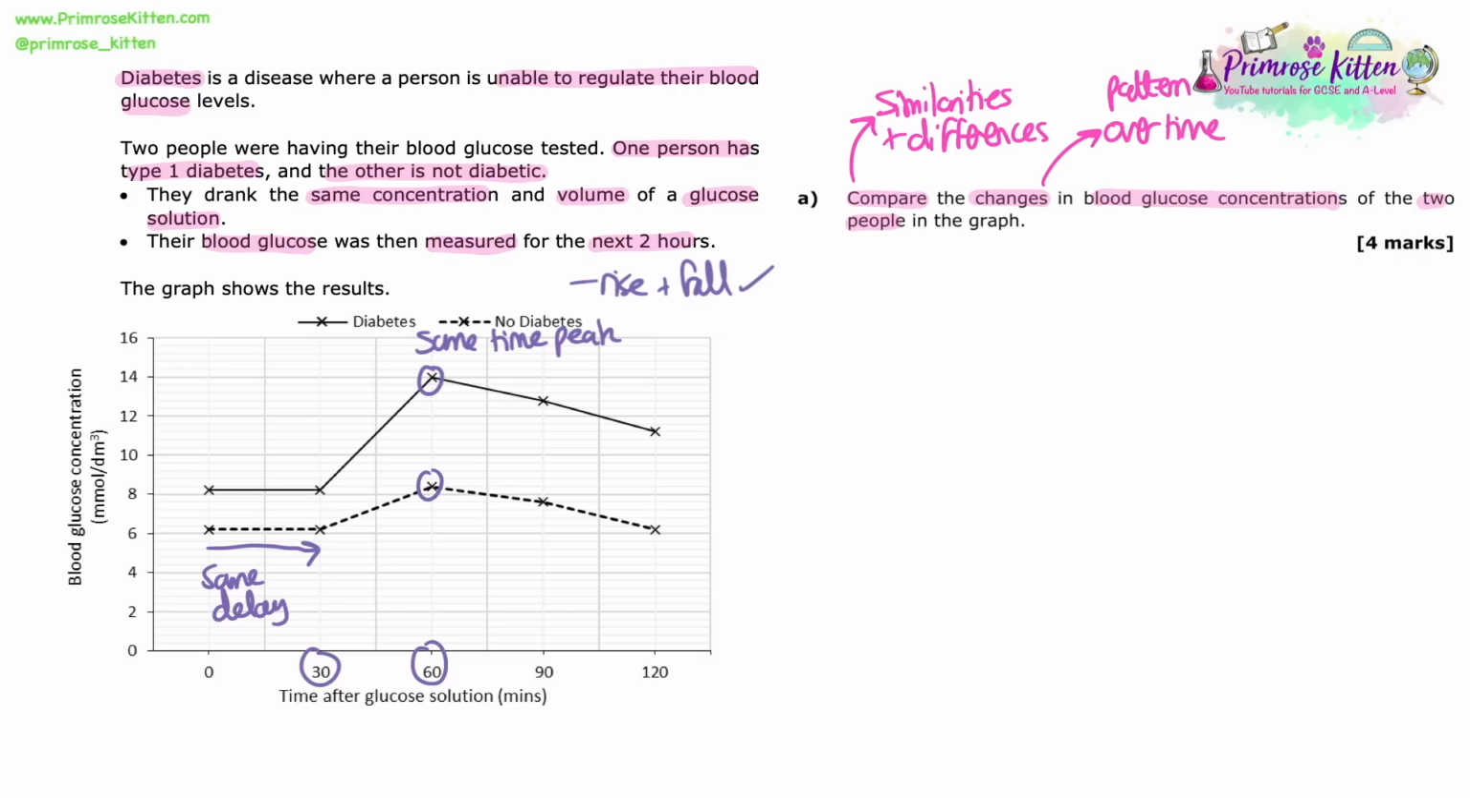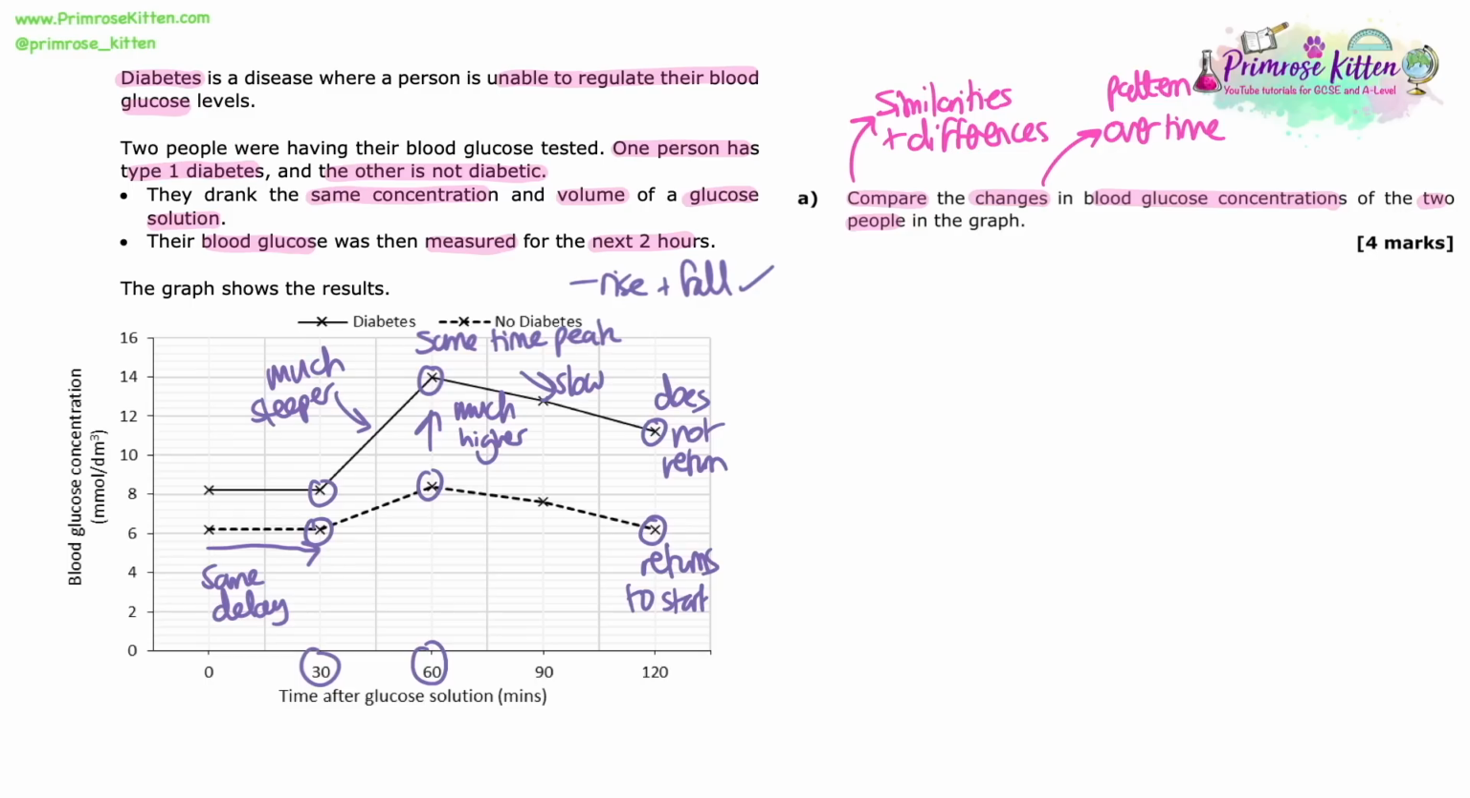So now let's think about differences. The diabetic person's graph is much higher. So the concentration is higher the whole time and the peak is also much higher. In the non-diabetic person, it returns to normal levels by the time we get to 120, but that does not happen in the diabetic person. And the other final obvious difference is you've got a really steep peak at the start and a much slower descent for the diabetic person, which explains why it doesn't return to normal in the same amount of time.